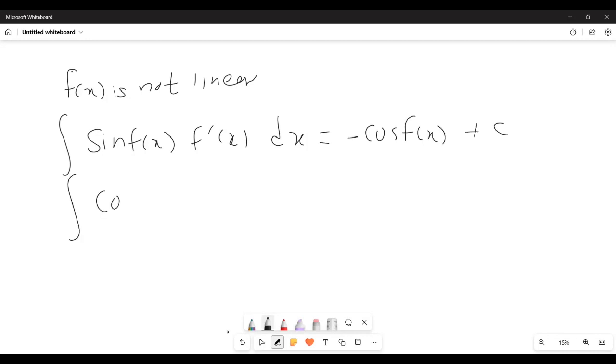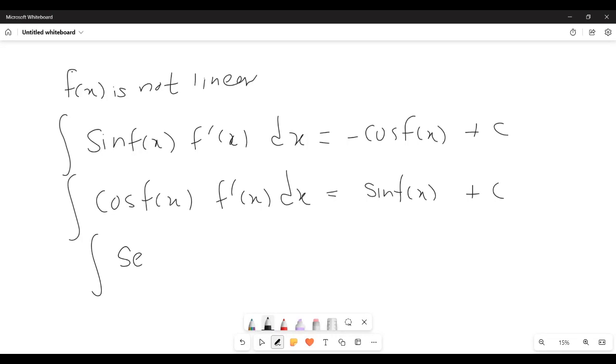Similarly, if they give you cos fx where fx is not linear, they would definitely give you f prime x multiplied with it. So this would be equal to sin fx plus c. Lastly, if they ask you to find the integration of secant square fx, they would definitely give you a form of f prime x. And then this would be equal to tan fx plus c.